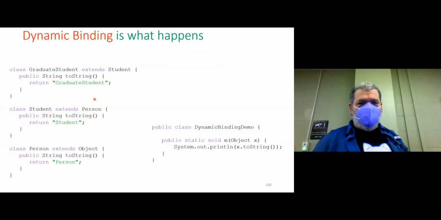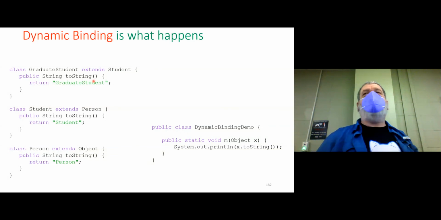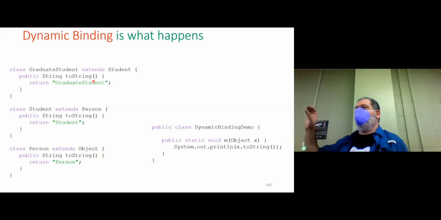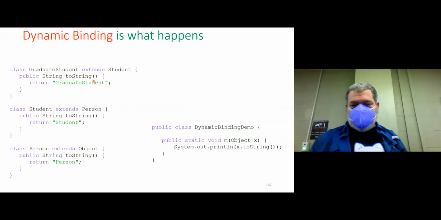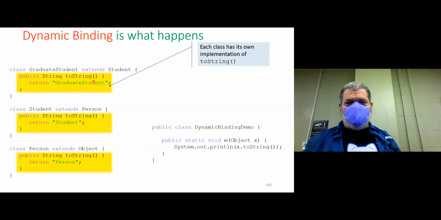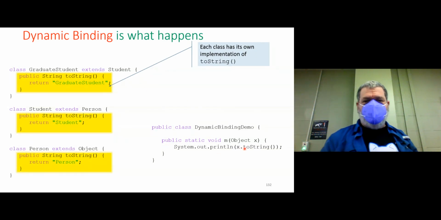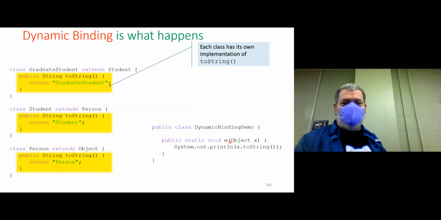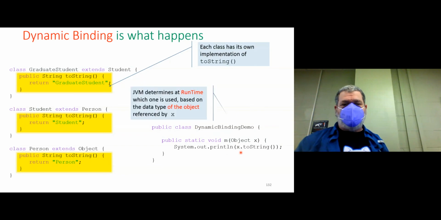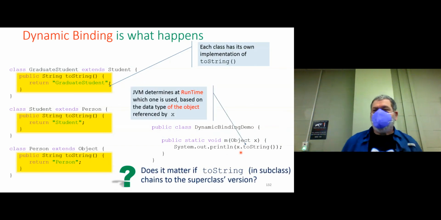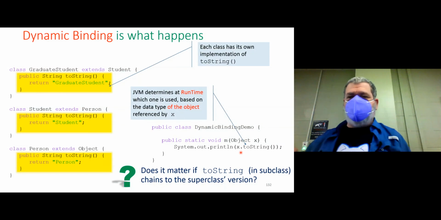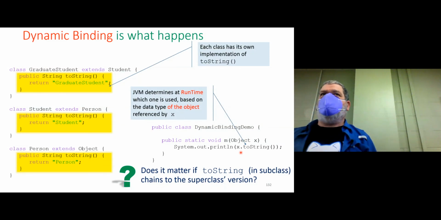So here's an example where we have graduate student extends student, student extends person, person extends object, and I have a toString version in each of the classes, and of course I have a toString version in object that just displays the name of the class and a reference. Each of them has its implementation, and then I have a main method somewhere that is going to call the m public static method here that takes a parameter of type object. So at runtime, we need to make the decision: what are we going to run?